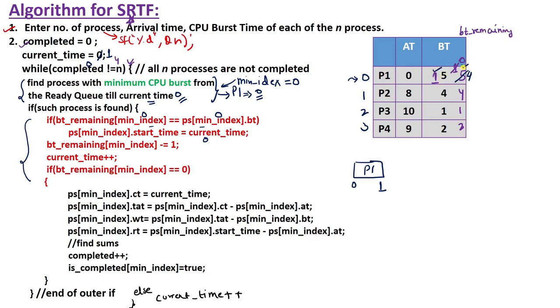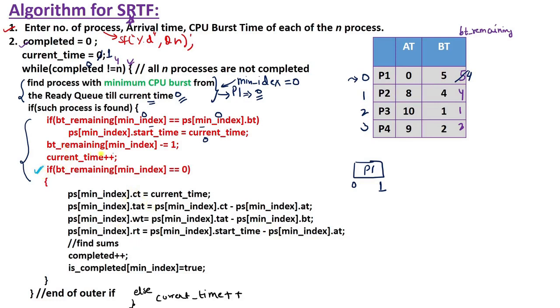So if a process has completed itself completely, then what should we do? Then we should compute its completion time, turnaround time, waiting time, response time, and other metrics. And we will say, one process has been completed. But if this BT underscore remaining is not 0, then we cannot compute these things. We will wait. So that situation is checked here.